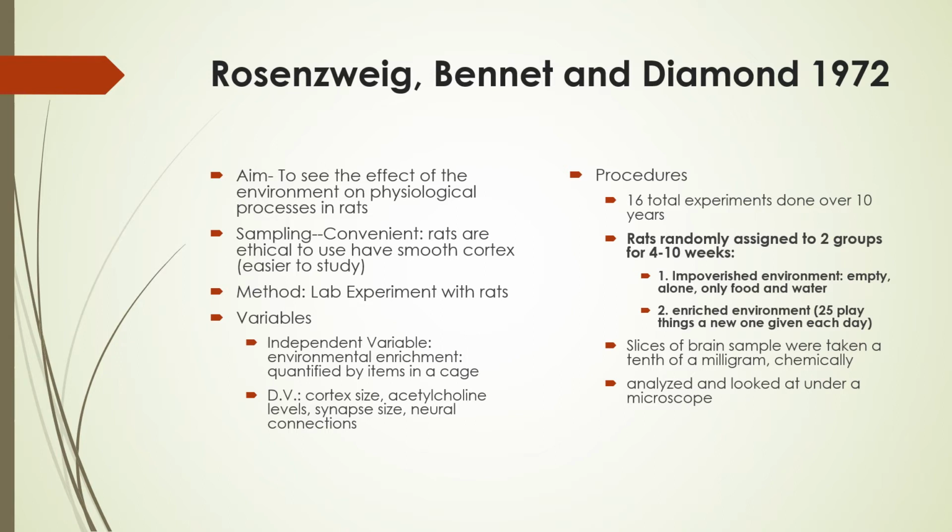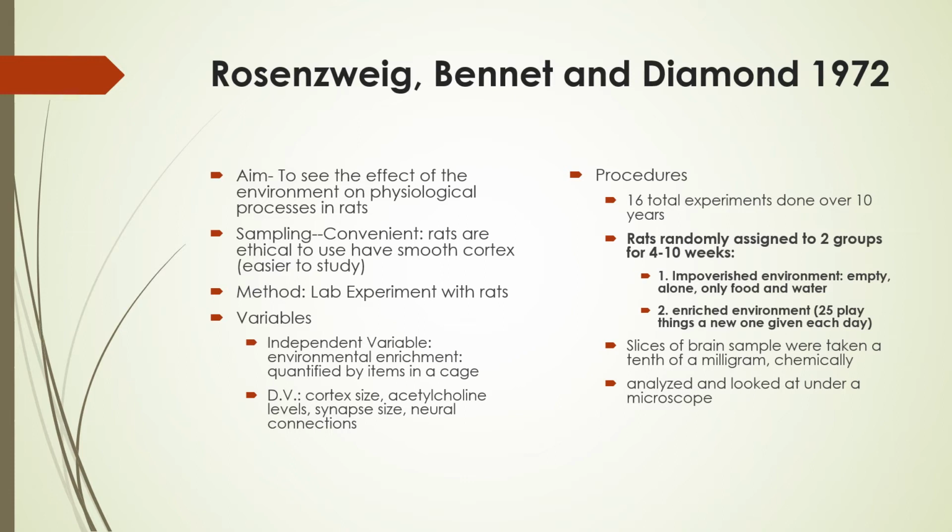And the first one of these is Rosenzweig, Bennet, and Diamond from 1972. And the aim of this was to see the effect of the environment on physiological processes in rats. And this was a convenient sampling. The rats were just available to them. It was a lab experiment. And what they did is that they had 16 total experiments done over 10 years. And the rats were randomly assigned to two groups for 4 to 10 weeks.